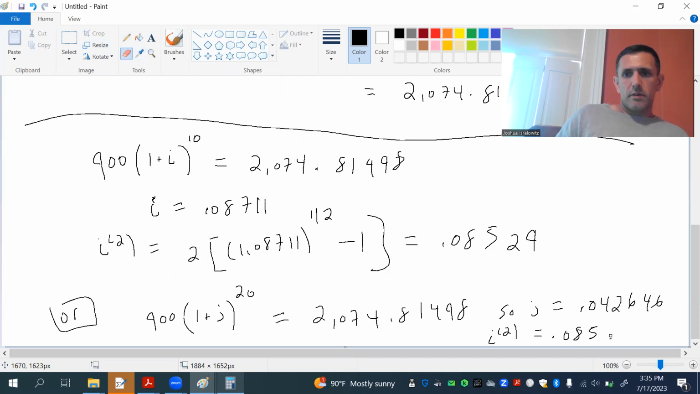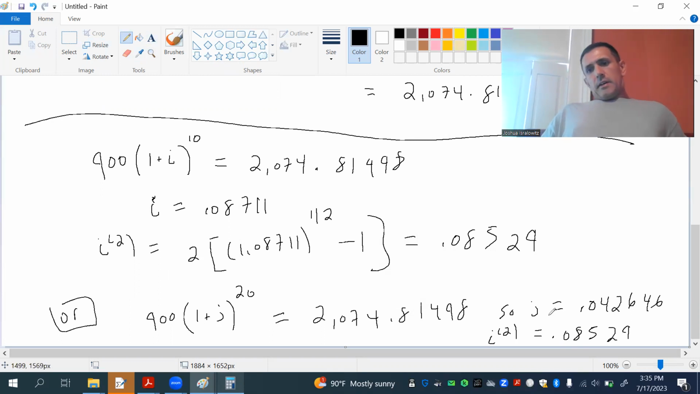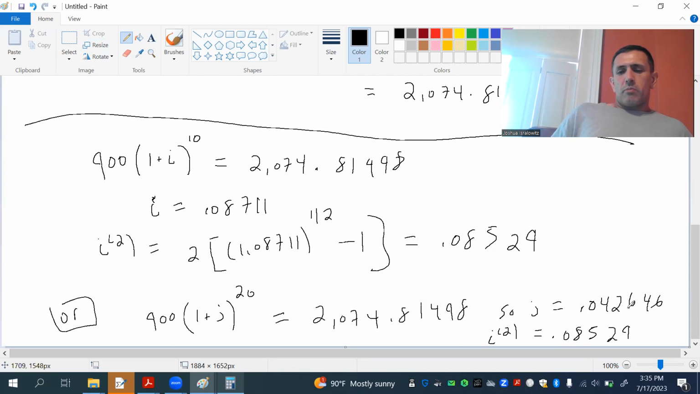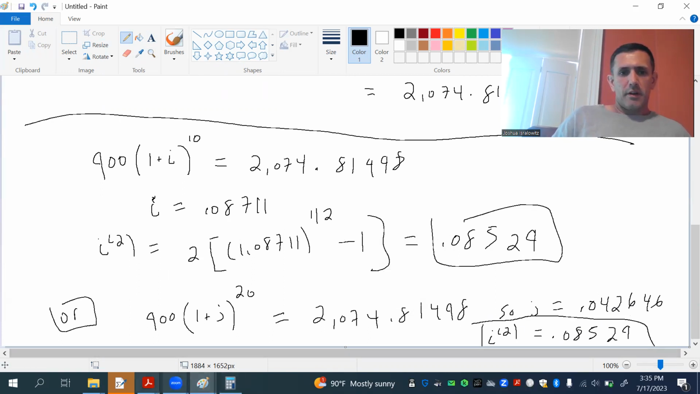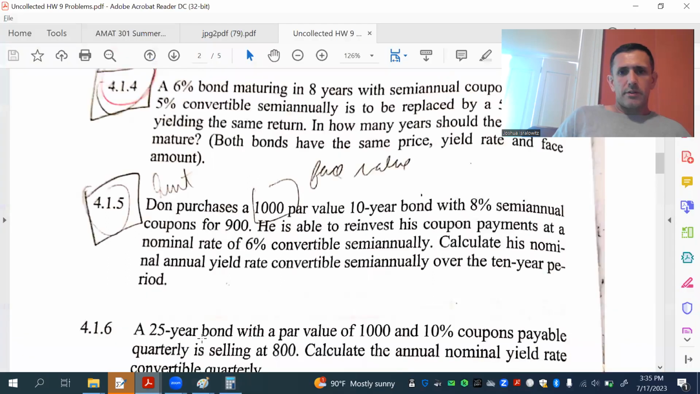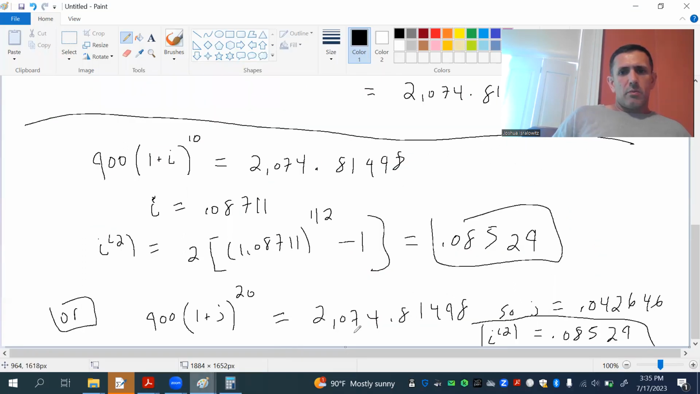Okay, yeah. So like I said, you just remember to multiply your actual 6-month rate by 2 to get the nominal semi-annual rate. Okay. So yeah, that is your answer. Did they ask for anything else? No, that's it. So all right, hopefully this helped.